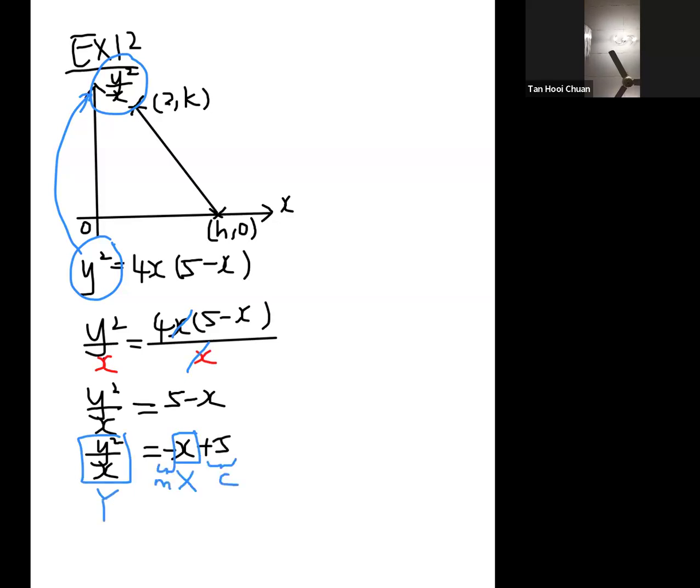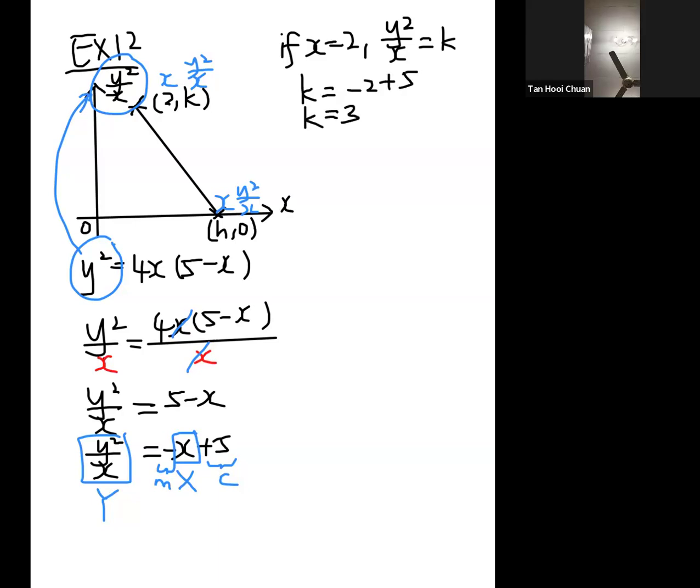So you don't need to worry about this. I just tell you only. So it seems that this is grade x. This is y squared over x. This x, this y squared over x. So you sub in 1 by 1. So now, if x equal to 2, y squared over x is k. Minus 2 plus 5. K equal to 3.